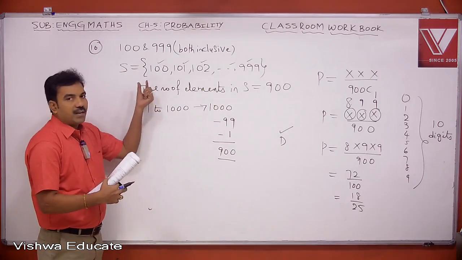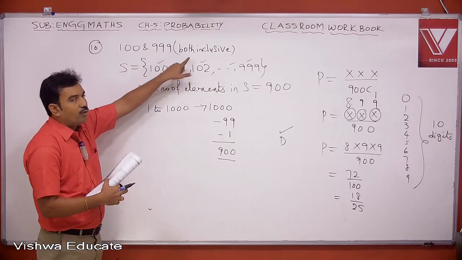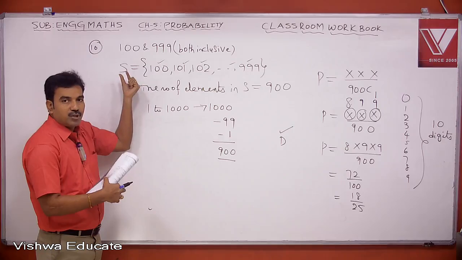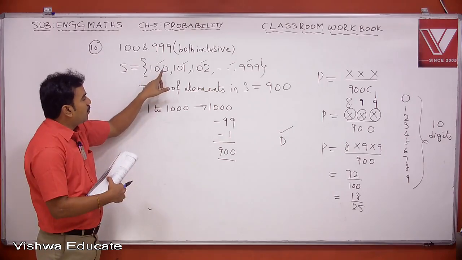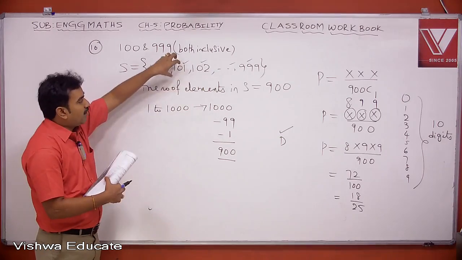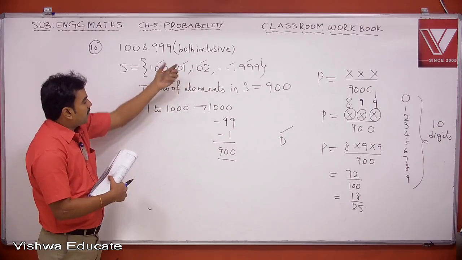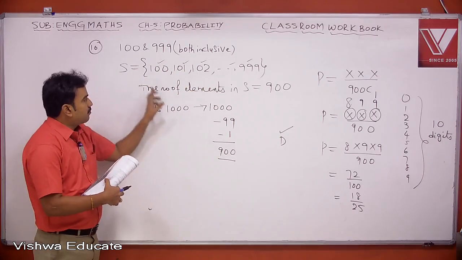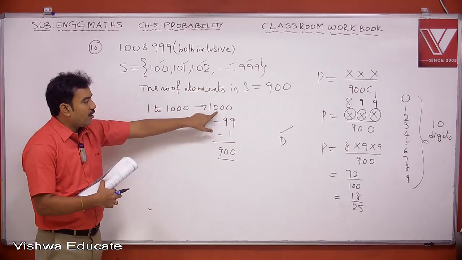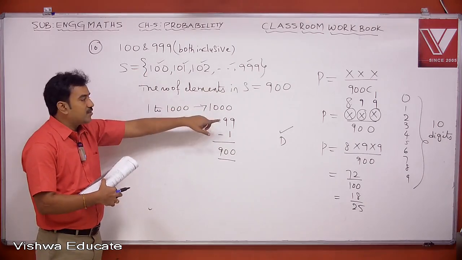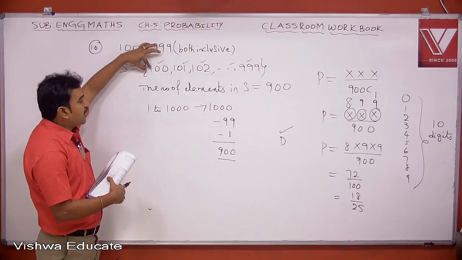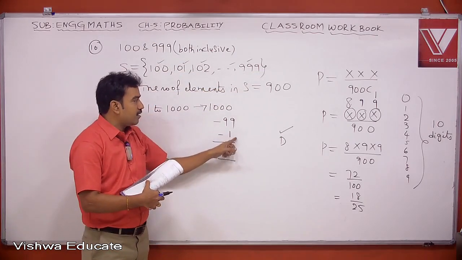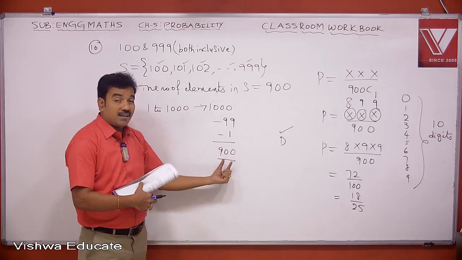Here we need to select a number from 100 to 999, both inclusive. So I am taking a sample space S, which contains all numbers from 100 to 999. The number of numbers in S is totally 900 numbers. Because from 1 to 1000 the total number of values is 1000. But the first 99 numbers are not there, and the last number 1000 is not included. So subtract 100 numbers. So finally we get 900 numbers.